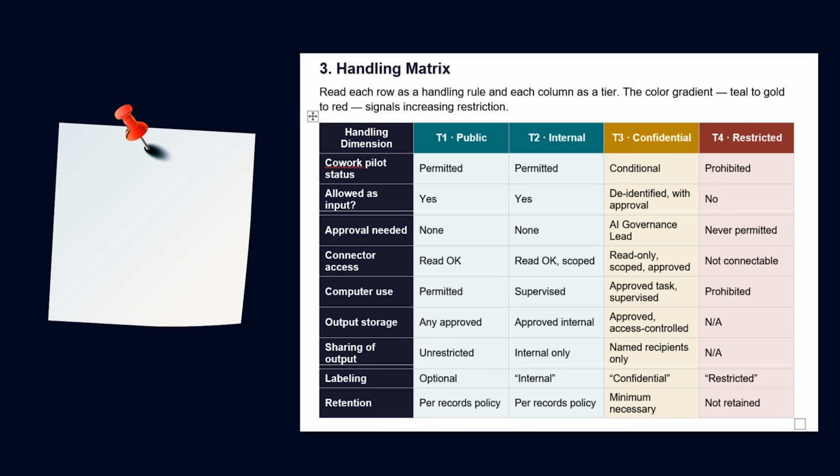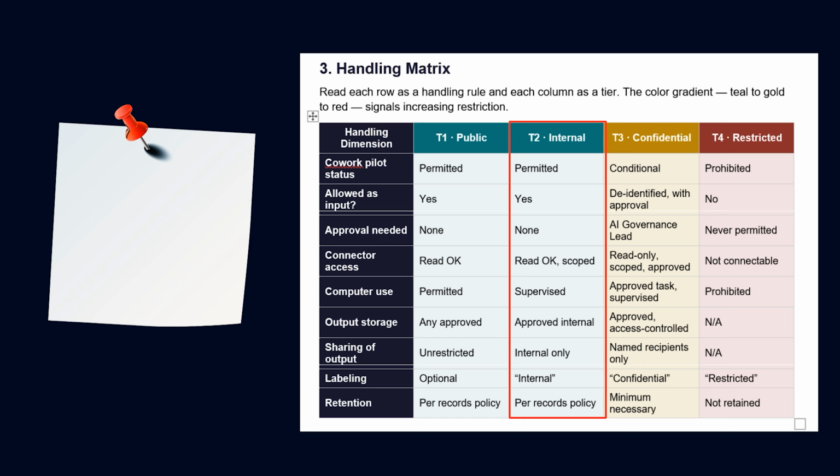A typical pilot matrix uses 4 tiers, mapped to specific Cowork permissions. Public data is permitted in all approved workflows. Cowork is appropriate for processing marketing collateral, published research, public regulatory filings, and similar information that the organization has already classified as fit for unrestricted handling.